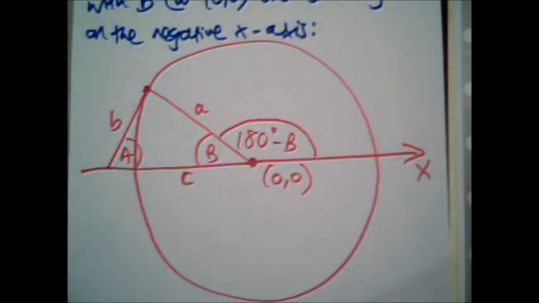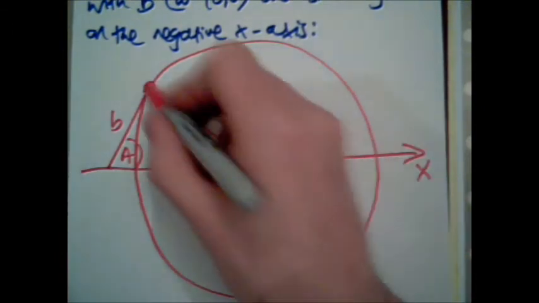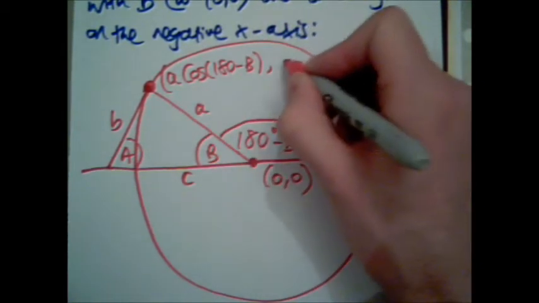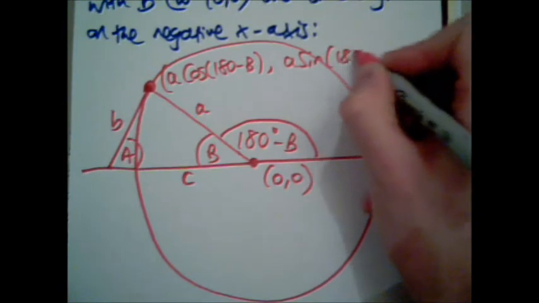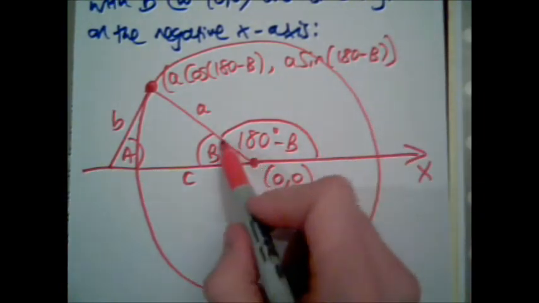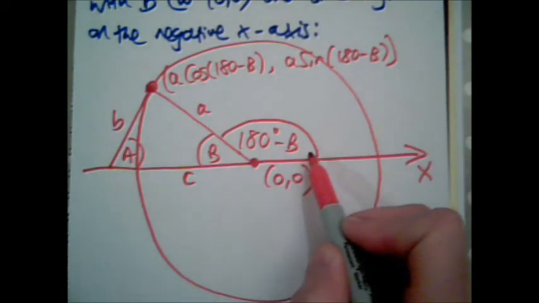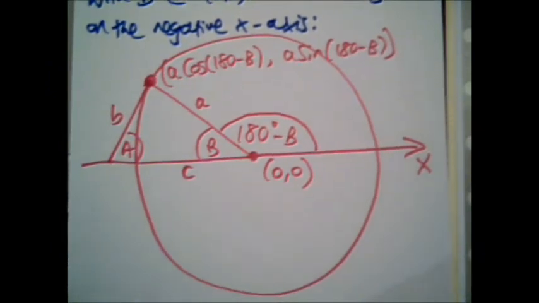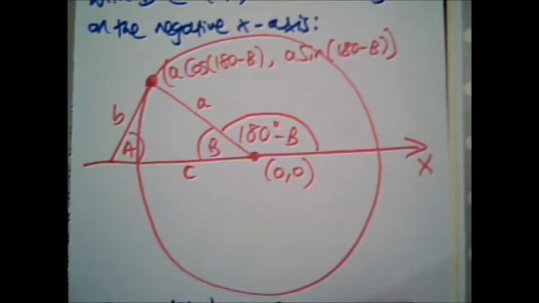And the coordinates at that point up here are A times cos of 180 minus B, and A times sine of 180 minus B, because 180 minus B is the angle there. It's always the angle that it makes with the positive x-axis, so that angle there. So let's go do the proof. The top vertex has coordinates A cos 180 minus B and A sine 180 minus B.